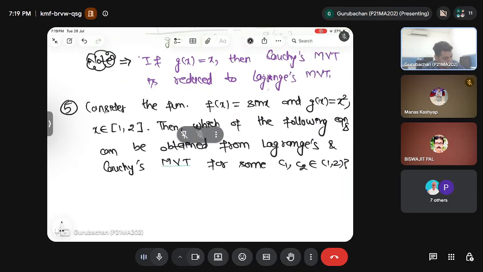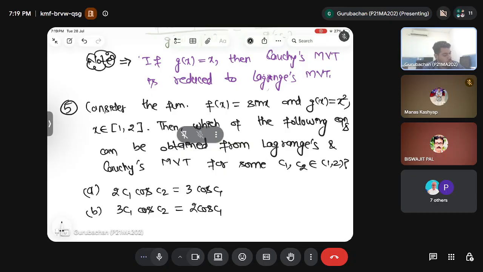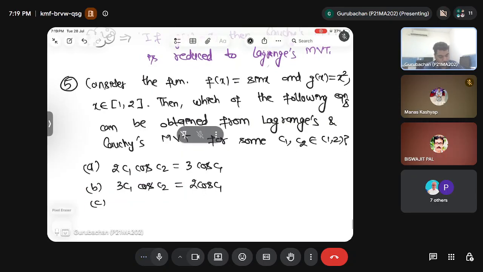So these are some equations. 2c1 cos c2 is equal to 3 cos c1. Second one is 3c1 cos c2 is equal to 2 cos c1. Third one is 2c1 cos c2 is equal to 3 cos c2. And the last one is 2c2 cos c2 is equal to 3 cos c1.